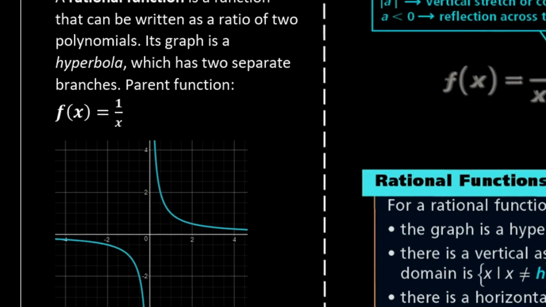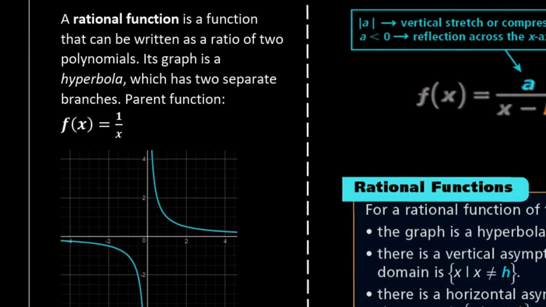So the first thing we're going to look at, of course, is the parent function. You see that this parent function, f of x is equal to 1 over x. The defining feature of a rational function is that there is x in the denominator. Now, a rational function could also have x in the numerator. It's still a rational function, but what makes it rational is x in the bottom, all right?